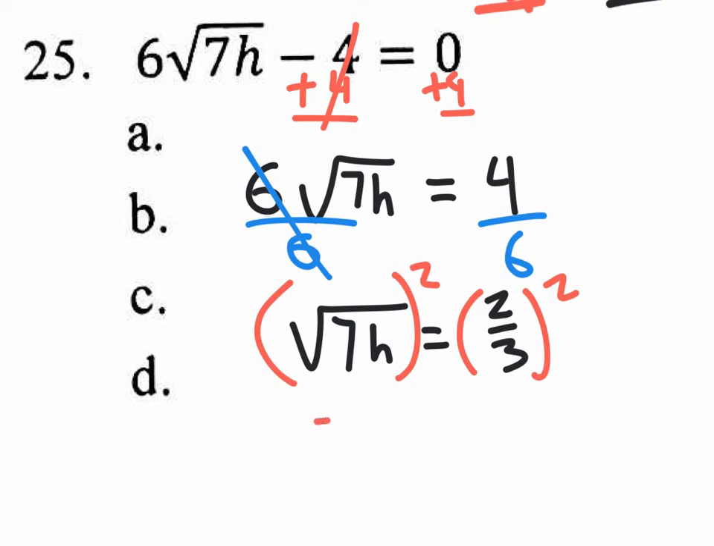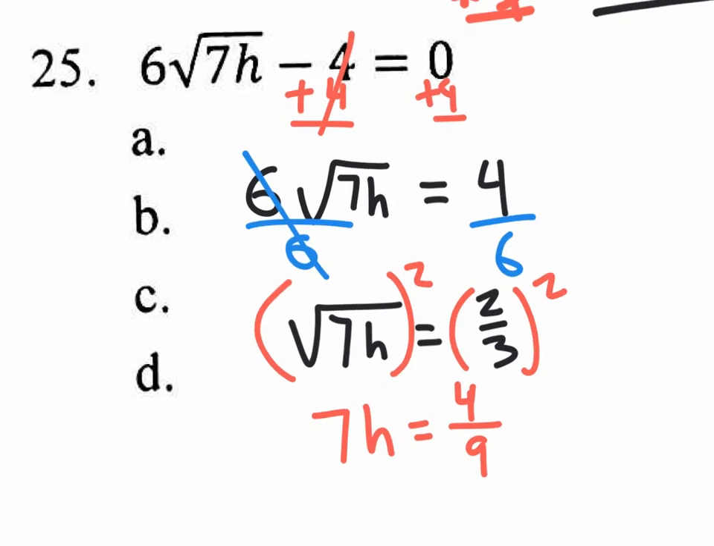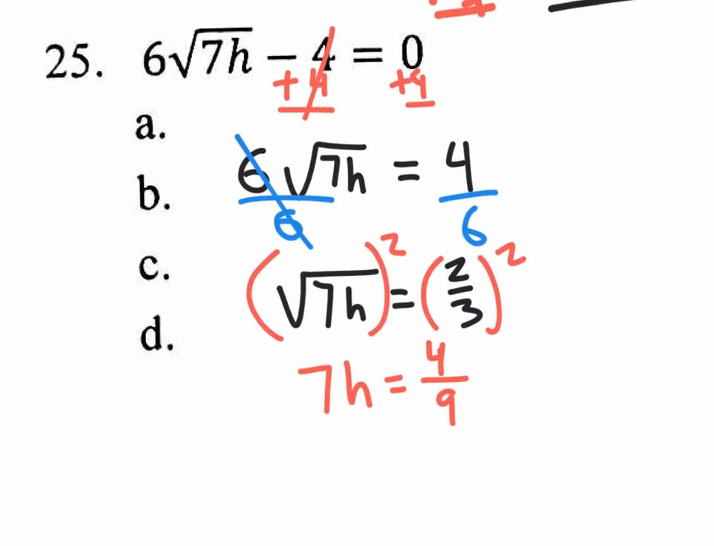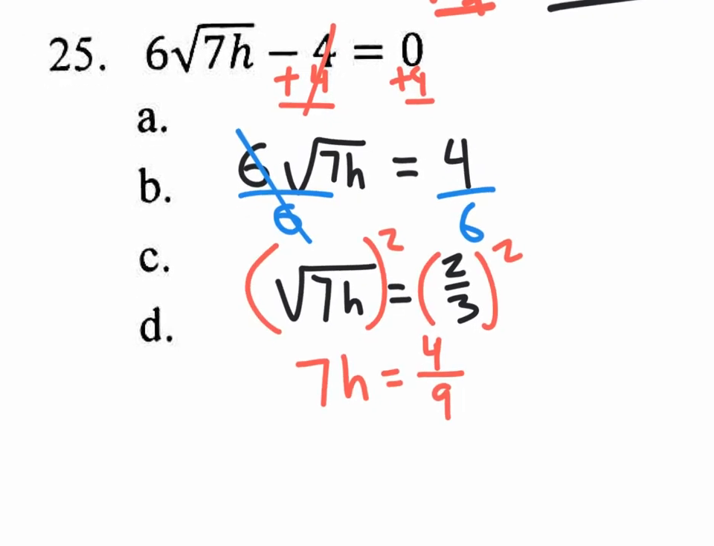You will end up with 7h equals 2/3 times 2/3 is 4/9. Now we still need to get h by itself, so we're going to divide by 7. Now dividing by 7 is the same thing as multiplying by the reciprocal, 1/7. So instead of dividing by 7, you might want to write it as multiplication of 1/7 because that's easier to understand over here when you multiply.